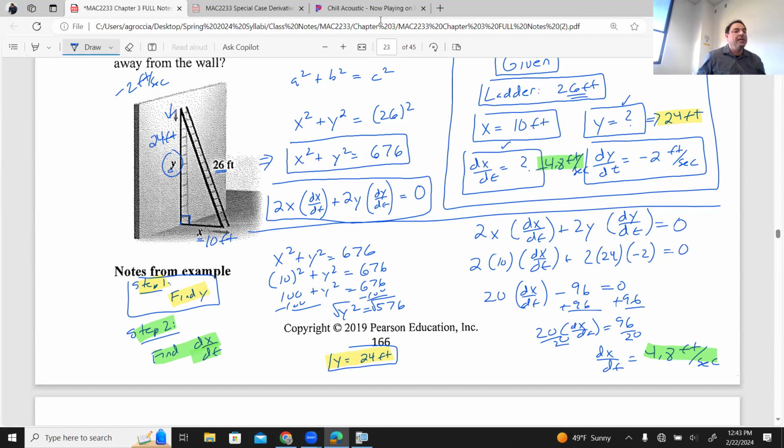Are we okay? Again, two things are happening. It's falling like this, and they're not falling at the same rate. How fast is the ladder falling on the bottom? 4.8 feet per second, and it's positive because it's going outward. It's going out. That's what we just solved. That is related rates.